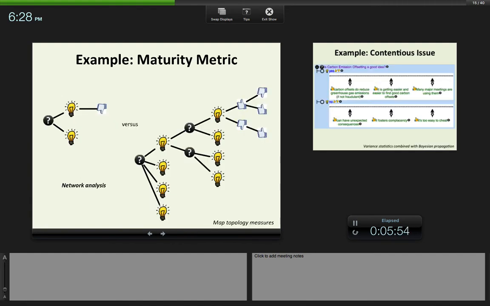A second example of a metric is the maturity metric. The maturity of discussion would be quite difficult to assess in a conventional online deliberation, for example, in a web forum, but by simply calculating simple topology statistics of the deliberation map, we can distinguish an immature discussion, such as the one on the left, versus a more mature one, such as the one on the right, which includes many more ideas, issues, and arguments.